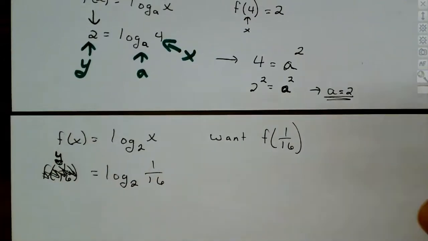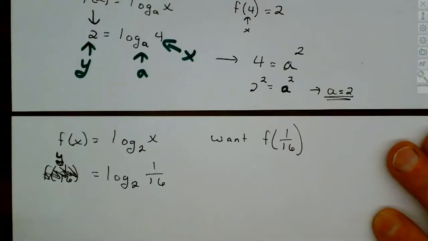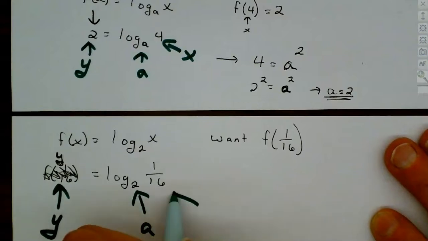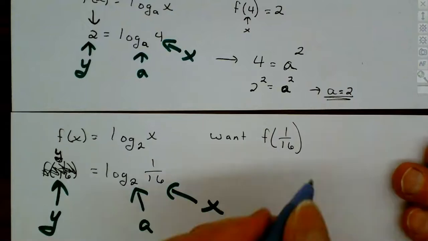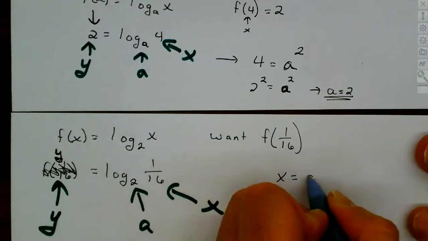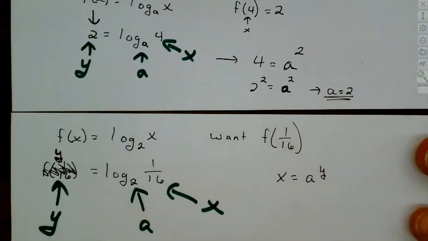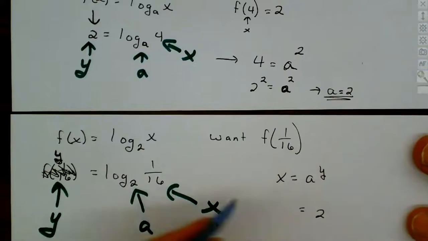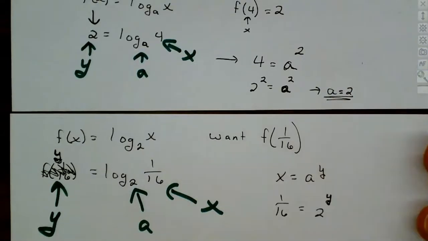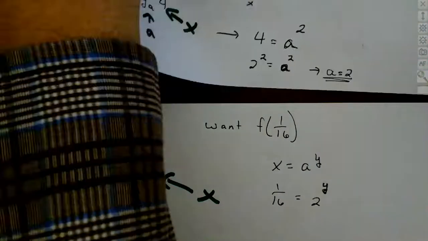Now, right now it's a logarithm. I want to convert this to an exponential. So when I convert it, this is my y, this is the a, and that's the x. And we want x equals a to the y. So what do we have for our powers? We have a, which is 2. We've got x, which is 1 over 16, and unknown power y. Is everyone okay with that so far?